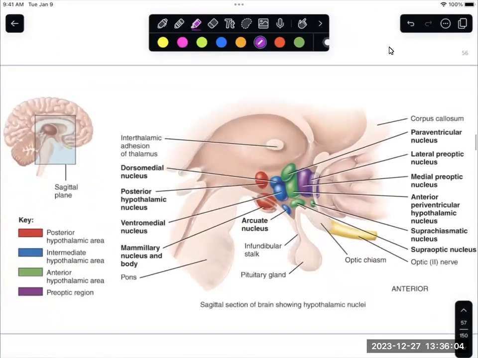So here, this shows the hypothalamus and all of these different nuclei. Here's the pituitary gland that was mentioned, with that infundibular stalk that connects the hypothalamus to the pituitary gland. And these are all different areas that are regulating and monitoring different functions around the body.